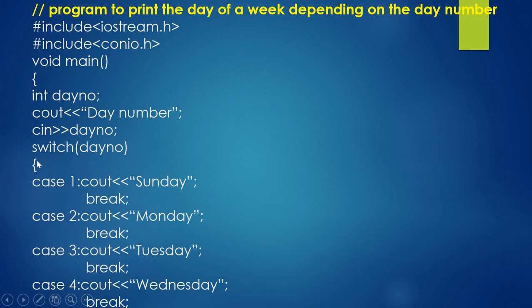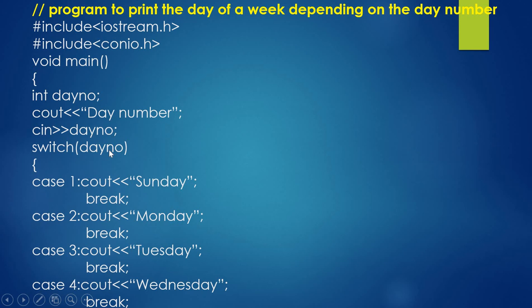After the switch statement, there will be one curly bracket. After that, case. Switch, case and all should be written in small letters. Case, then one space, then label 1. Here label 1 is 1, an integer number. What is the data type of this day number? Integer. So the case value should be an integer value.